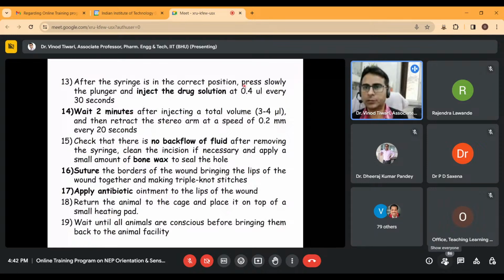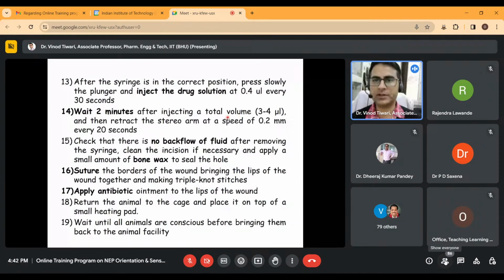After the syringe is in the correct position, you have to press the plunger. Plunger basically means the injection, as you must have seen in a hospital. I don't know how many of you are from a biology background, but those who are not, right? If you want to inject something, you have to push the plunger from the top. Then only you can inject the drug, or anything, into the body of the patient, right?